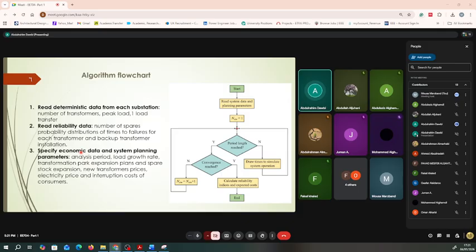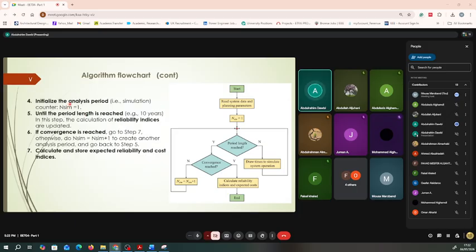Specify economic data and system planning parameters, analysis period, load growth, rate transformation, park expansion plans, and spare stock expansion, new transformers prices, electricity price, and interruption cost of consumers. All these three steps actually happen here in the read system data and planning parameters. And after that, initialize the analysis period, simulation counter nsim equals 1, which is this step.